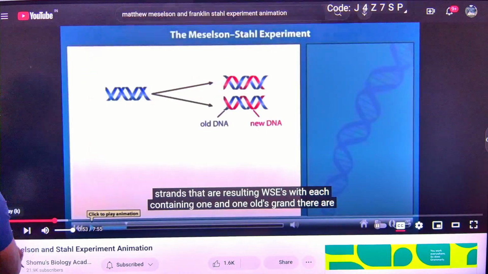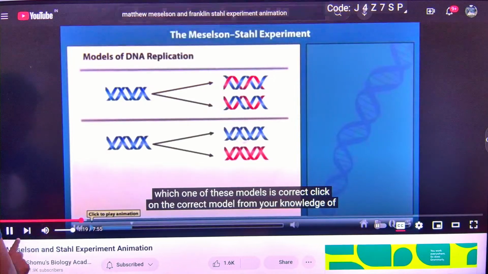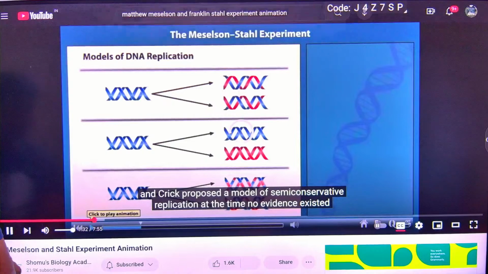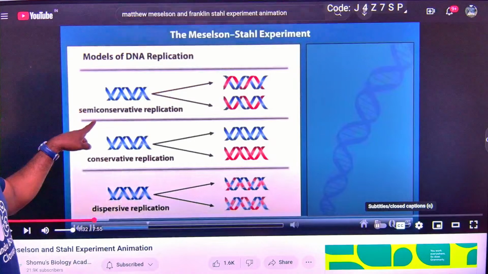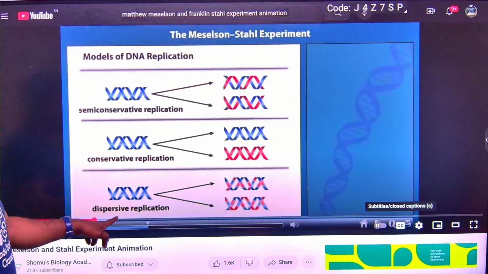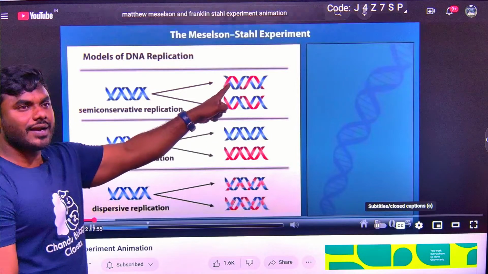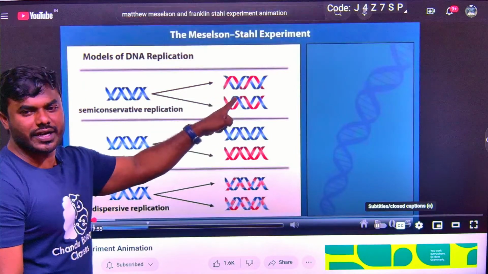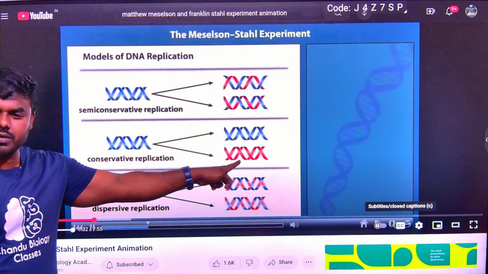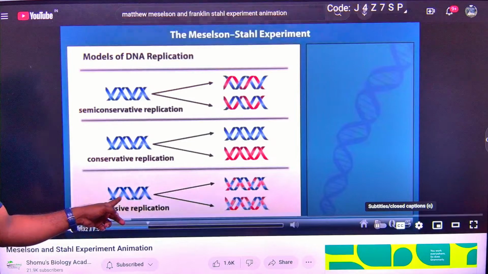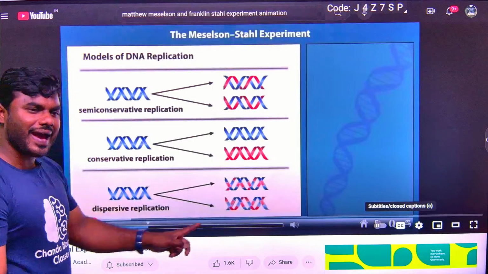Okay, so now you people can observe very clearly the three kinds of models. You can observe here very clearly these three are the models, right? One is the semi-conservative, second one is the conservative, third one is the dispersive. You can very clearly understand one is parent and light, which is called intermediate. Second, what is happening? Only the parent is giving rise to the daughter. In the third one, what is happening? Cut and patch, a small combination of parent and daughter.